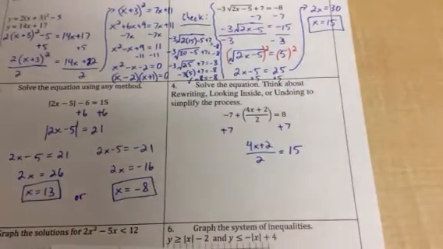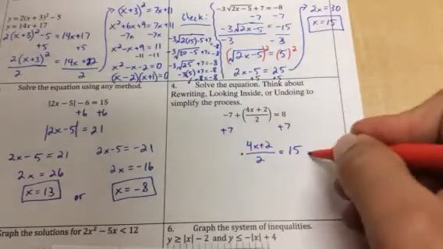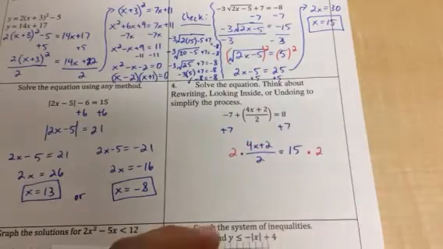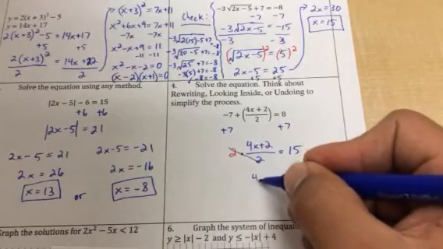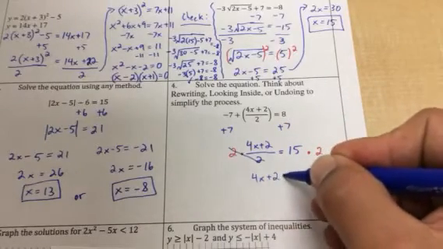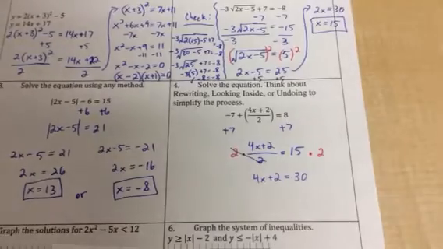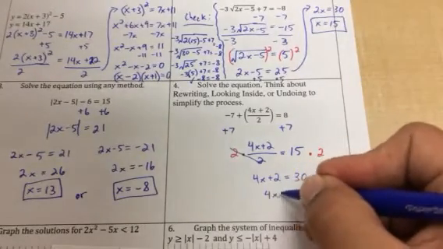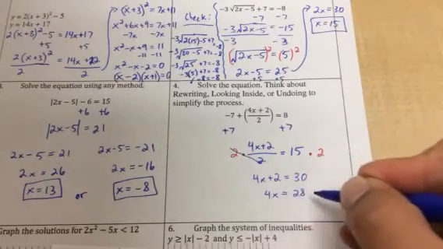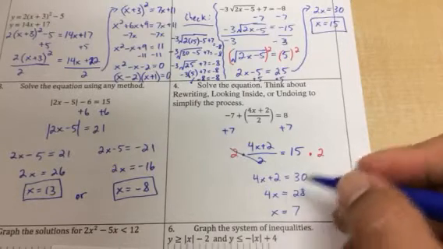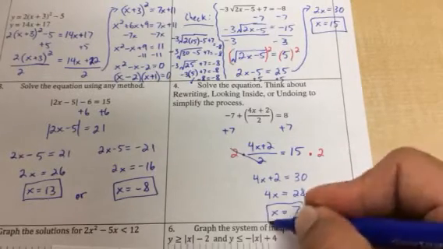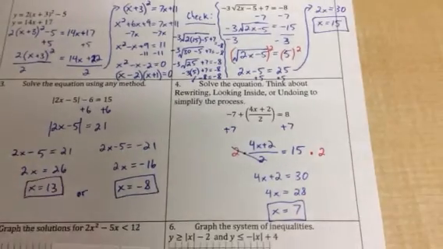Next thing I can do is multiply both sides by 2, and that'll cause these 2's to cancel. So we'll just be left with 4x plus 2 equals 30. At this point, I subtract 2 from both sides, get 28, and x equals 7. And that's it. So there's our answer for this one. Alright, let's go on to number 5.